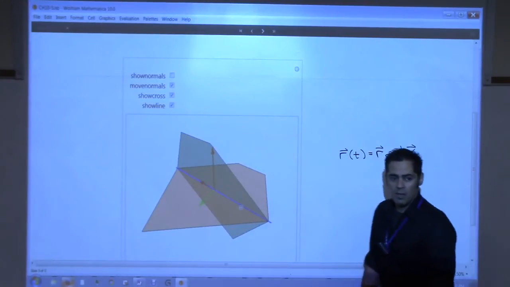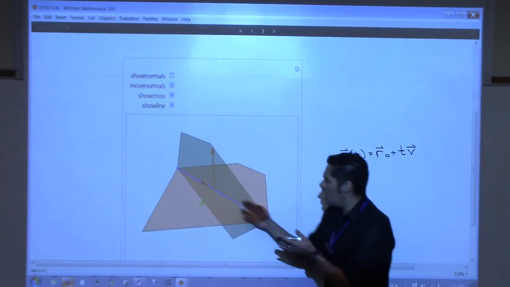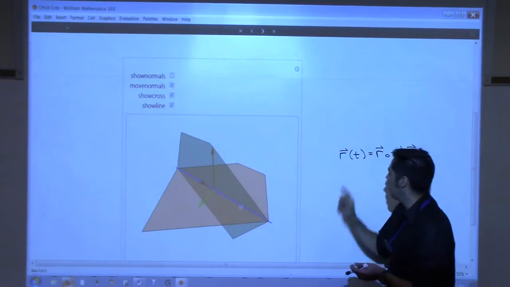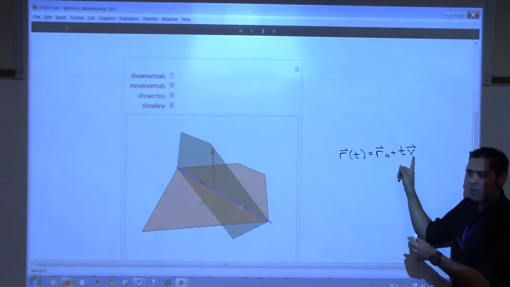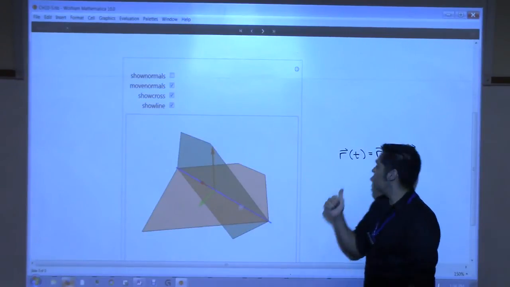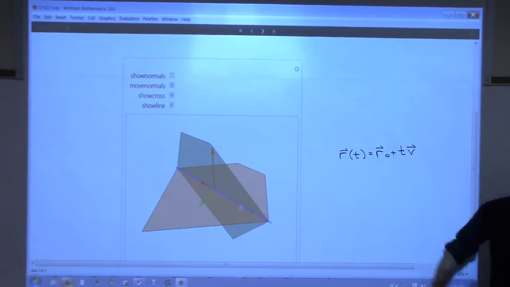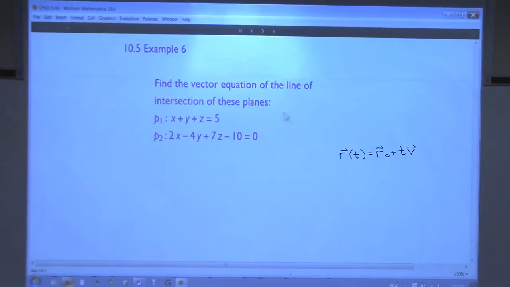Understand? So if someone gives you two planes and asks you for the vector equation of the line through the two planes, you get a point first, which we'll do. And then to find the direction vector, we'll have to take the two normal vectors of the planes, cross them, and that will give us v. Understand? All right. I believe the next part is an example.